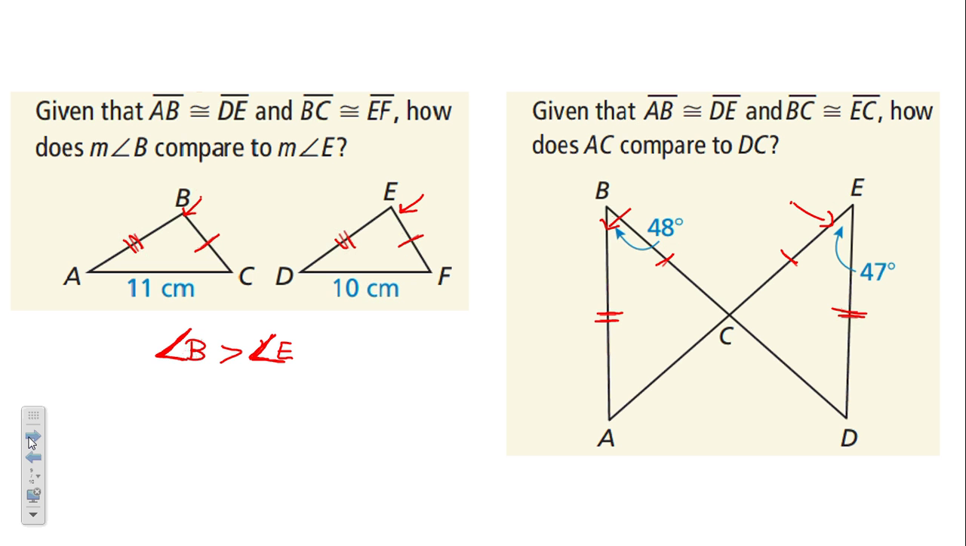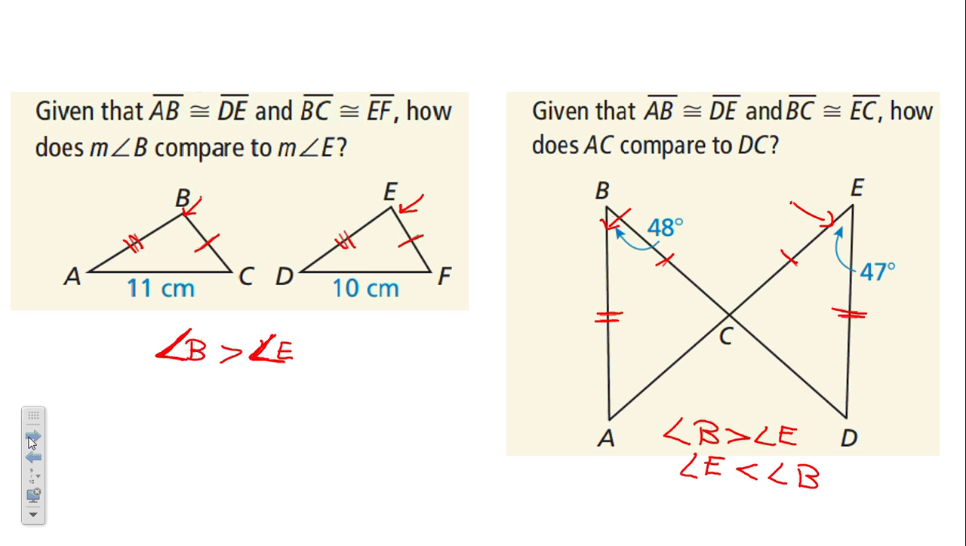This angle is smaller than this angle, right? So how do they compare? Angle B is bigger than angle E. Or you could write angle E is smaller than angle B. Make sure that the Pac-Man's mouth is open to the bigger one. And when you say less than, you're using your left hand to make the less than symbol. Your right hand makes the greater than symbol.